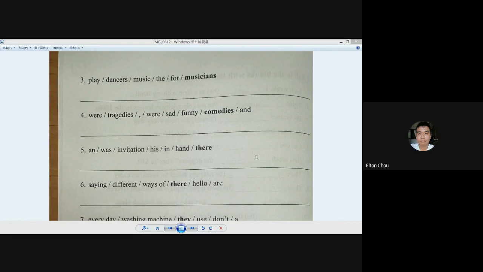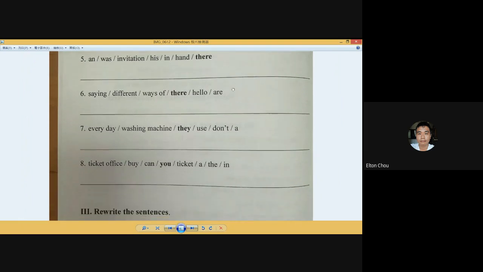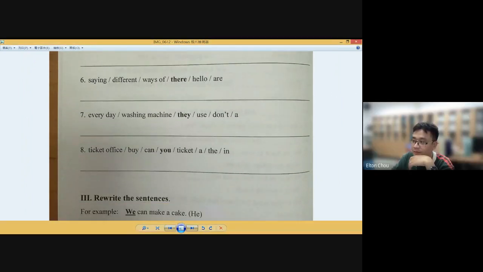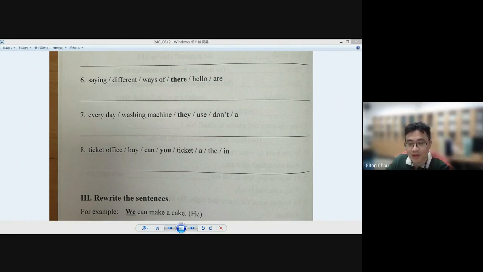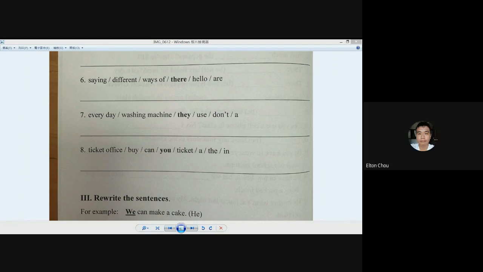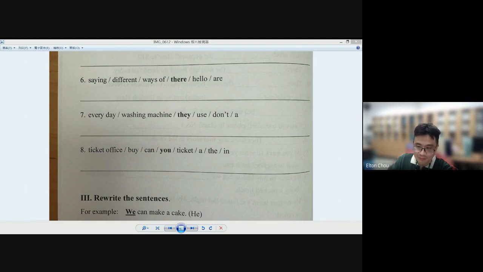They don't use something every day. And what can you buy at the ticket office? What can you buy at the ticket office? Okay, so you can buy in the ticket office, right?